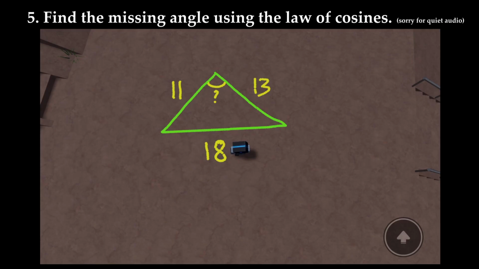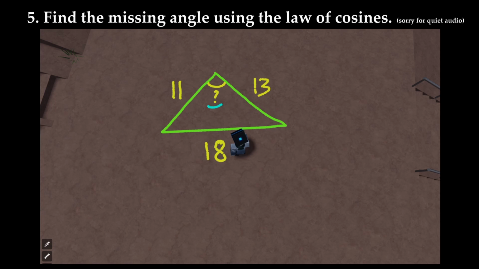In this problem, you have a triangle with side lengths of 11, 13, and 18, and you need to find this angle over here that is opposite to the side length of 18. Whenever we have three sides of a triangle and need to find a missing angle, it's a classic law of cosines problem. So let's review the law of cosines.